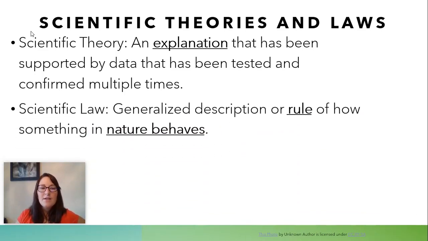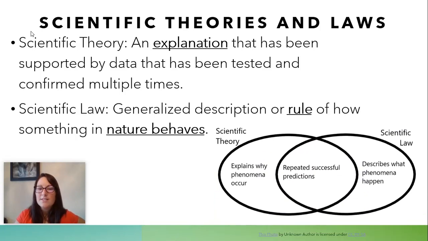Now, a scientific law is a generalized description or rule of how something in nature behaves. So there's a little picture, scientific theory versus scientific law. A scientific theory explains why a phenomenon occurred. A scientific law describes what happened, or, not why, but what happened.